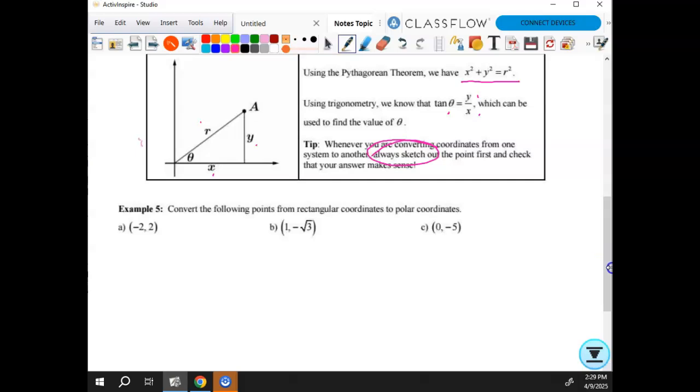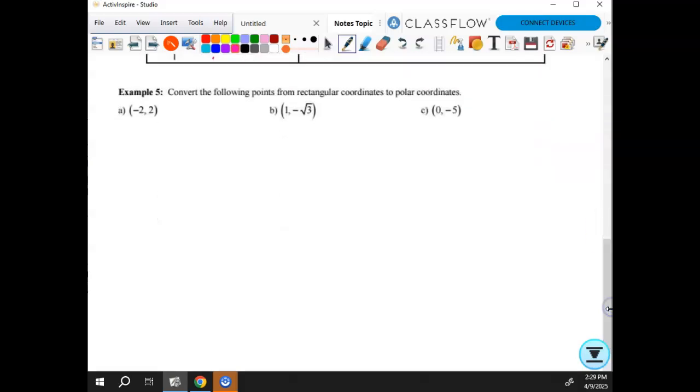Okay. So let's go ahead, and this is rectangular, so I'm going to plot the point. All right, negative 2, 2. It's somewhere right about there. Then I'm going to find r, so I'm going to use the Pythagorean theorem. Negative 2 squared plus 2 squared equals r squared. So that gives me 4 plus 4 equals r squared. So r squared equals 8.